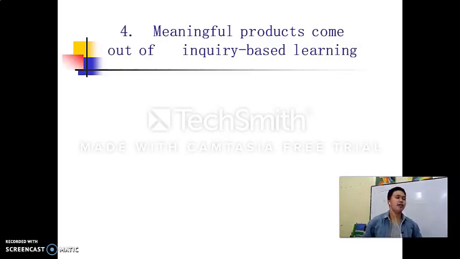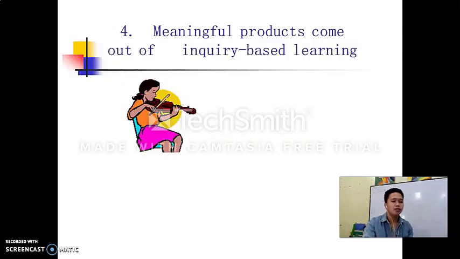One of the characteristics of inquiry-based is meaningful products come out from inquiry-based learning. Totoo, no? Meaningful product comes out from a person who asks a lot. Diba? Sabi nga ni Albert Einstein, in order to learn things from the world, don't stop asking. Diba? Sabi ni Albert Einstein yan. Don't stop asking. So, that's why mga matatalino ang mga scientists na to because they make their own problems. They ask a lot of questions and then they find answers to their questions. So, meaningful product ito, no?